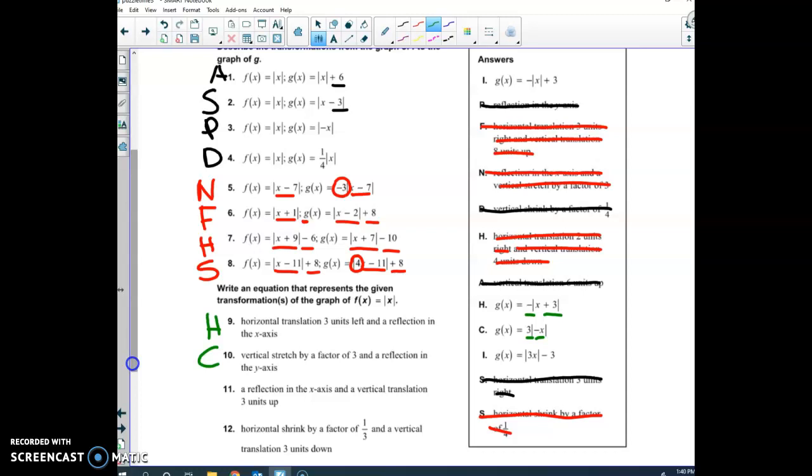Number 11, we have a reflection in the x-axis again. So that means I'm looking, just like number 9, for a negative sign outside the absolute value bars. And then a vertical translation 3 units up means up 3. So letter I up there. And then number 12, last one, horizontal shrink by a factor of 1/3 and a vertical translation 3 units down. So remember, horizontal means it's going to be on the inside of the absolute value bars, and then 3 units down, that means it's going to be on the outside, and since it's down, it's going to be a -3. So again, another little letter I down there at the bottom.